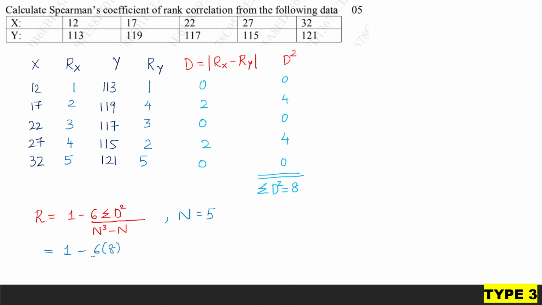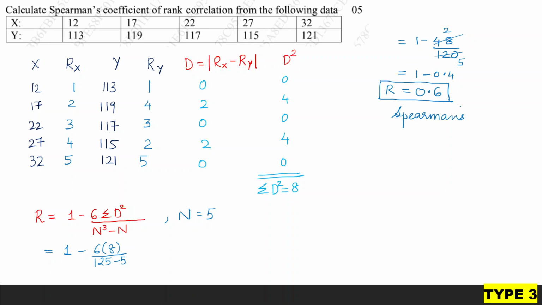6 times summation is 8. 5 cube is 125 minus 5. We'll get 1 minus 48 divided by 120. You can of course use the calculator from here. So I'm getting 1 minus 0.4, which is 0.6. That's the value of capital R, which is nothing but your Spearman's rank coefficient.